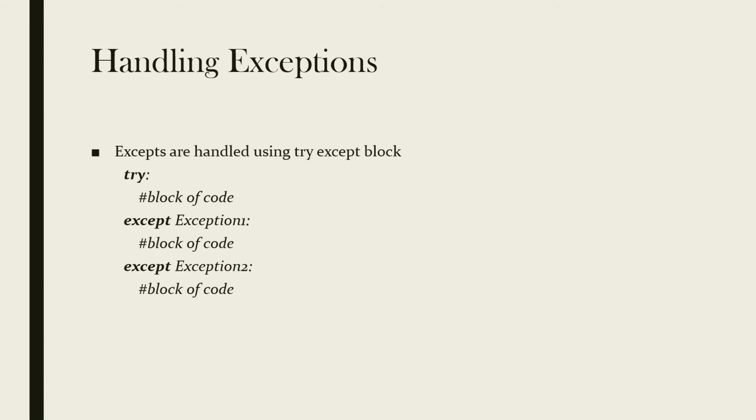Exceptions in Python are handled using try and except blocks. The code that raises an exception is placed inside the try block, and the alternative action for the exception is placed inside the except block. If an error is encountered in execution, the try block code is skipped and control is transferred to the except block.